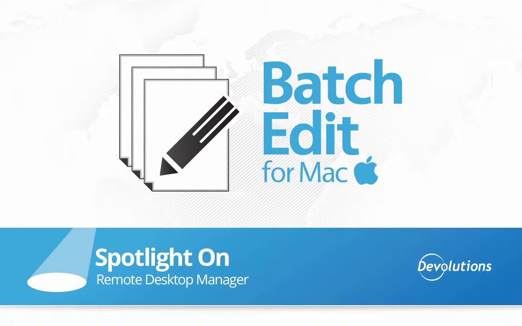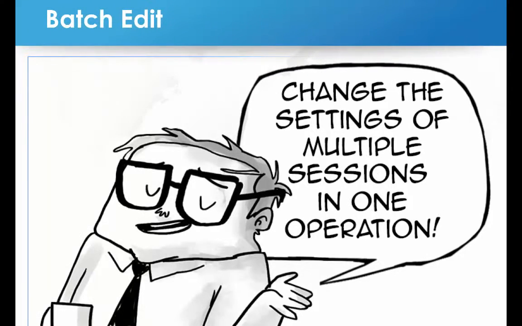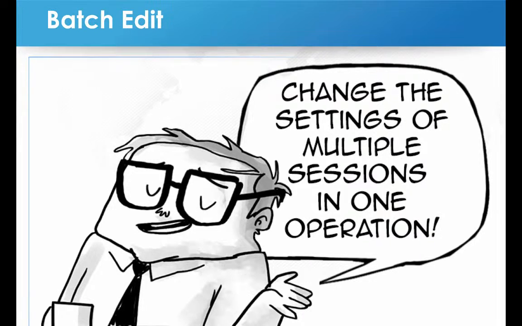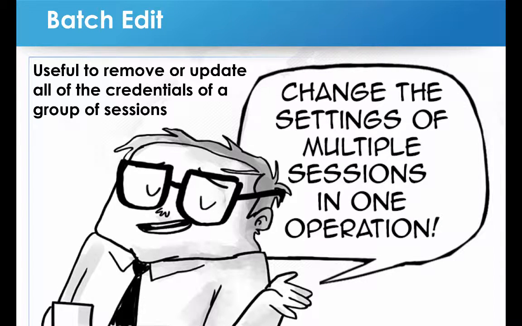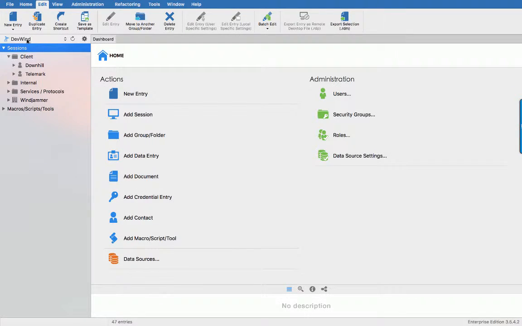We will take a quick overlook at the Batch Edit option that you can find in the context menu to change the settings of multiple sessions in one operation. It can be used, for example, to remove or update all of the credentials of a group of sessions. So let's see how this works in practice.